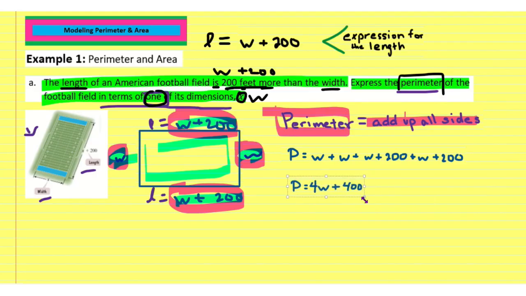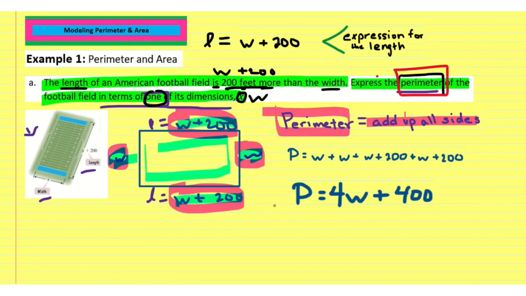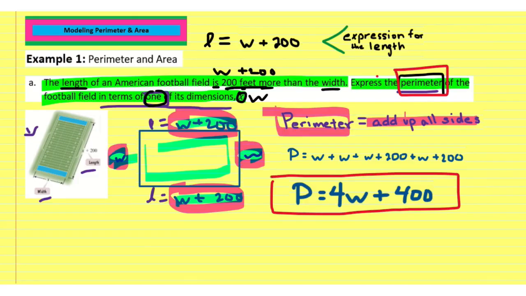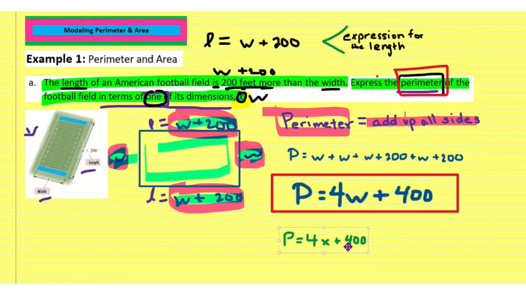And 200 plus 200 is 400. So there is my answer. Express the perimeter in terms of one dimension. So there is the perimeter in terms of just one dimension. It is in terms of the width. And now we'll go ahead and do what they ask and use x. So we'll just change it up for them to make them happy. And we can put it perimeter is equal to 4x plus 400.